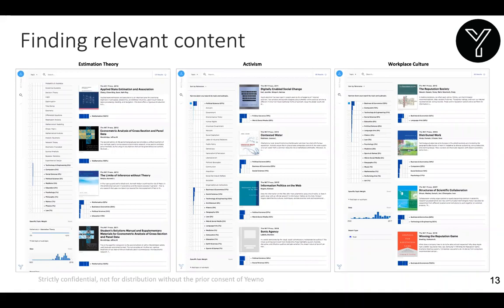So in this example, I'm showing 3 ideas of potential searches that somebody might want to do. The first one is estimation theory. The second one in the middle is activism. And the third on the right-hand side is workplace culture. So those are concept level terms. They're very granular. They're not terms like engineering or artificial intelligence or science or medicine. Nobody would be looking at that level. They'd always want something much, much more granular, much more detailed and related to their research.